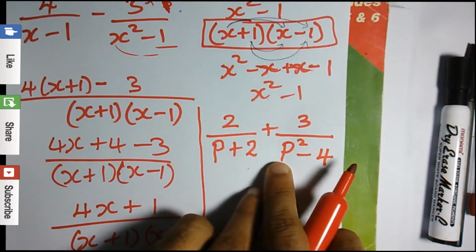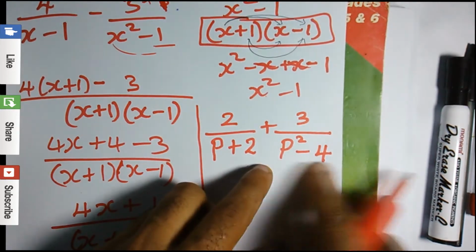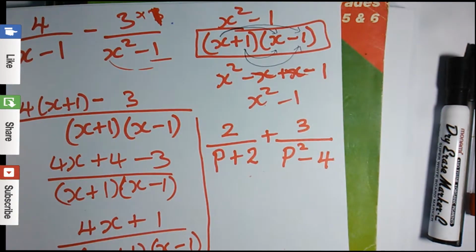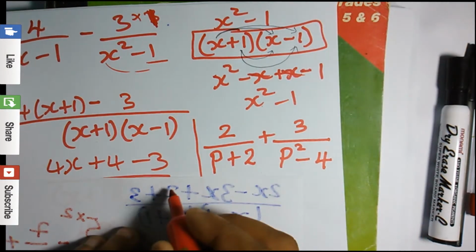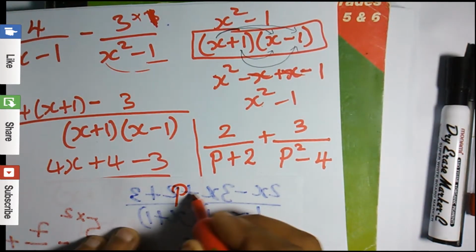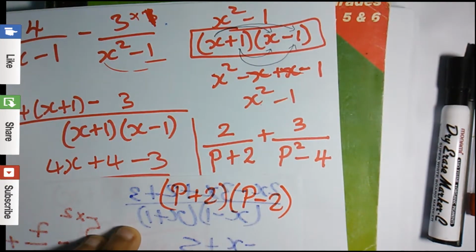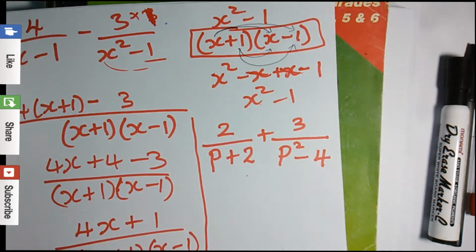So remember, this p squared minus 4 is a difference of two squares. How I could rewrite this p squared minus 4 is as p plus 2, p minus 2. In another video I'll show you how to factorize based on distributive law, factorization based on difference of two squares, grouping, and also quadratic expressions.